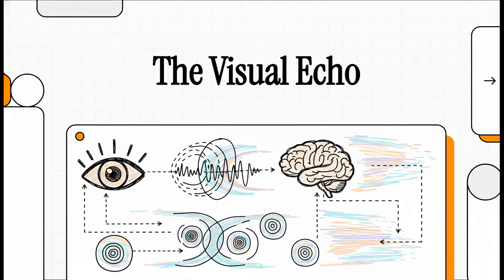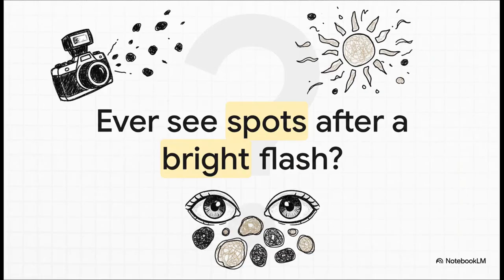All right, today we're going to talk about a really weird but totally universal glitch in our vision. We're calling it the visual echo. I mean, you know exactly what I'm talking about, right? A camera flashes in your face, or maybe you glance at the sun for just a split second, and boom, for the next minute, you're seeing these weird floating spots. Everybody's experienced it, but what is actually going on?